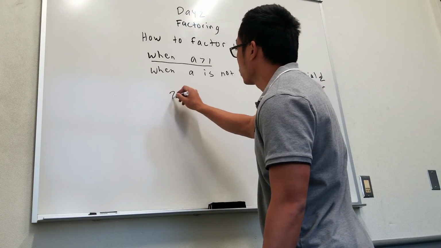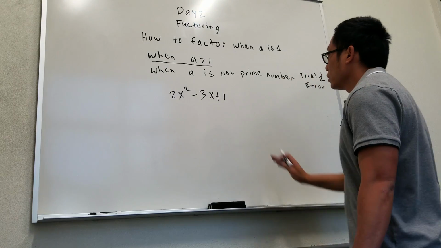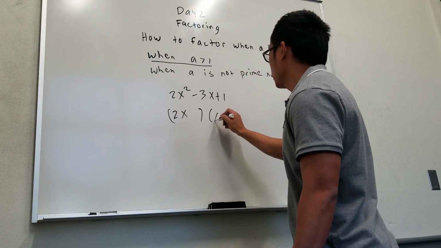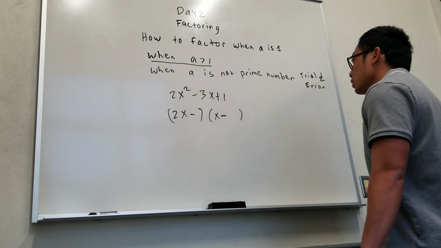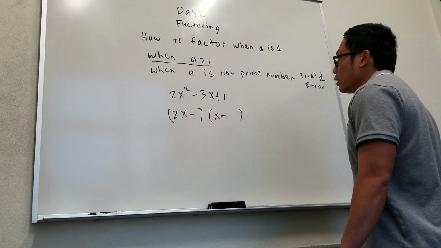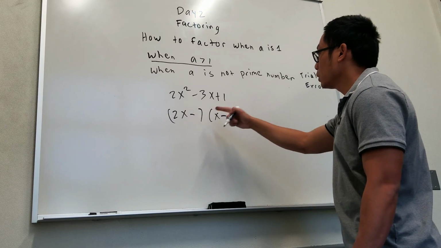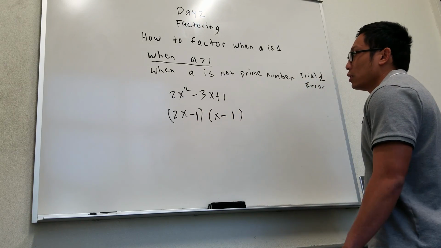Let's do 2x squared minus 3x plus 1. Okay, so we're just gonna do trial and error, see what we get. 2x and x, right? Because of this, and I know it's minus and minus, right? And it's kind of obvious now, because we want two numbers to multiply to 1, and it's minus minus. It can only be negative 1 and negative 1, and it works. That's it.